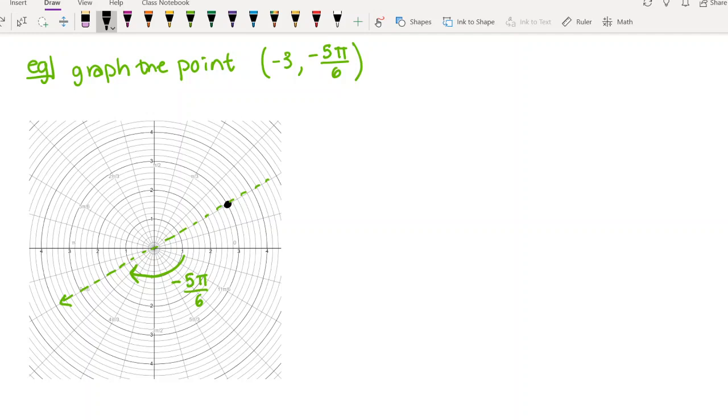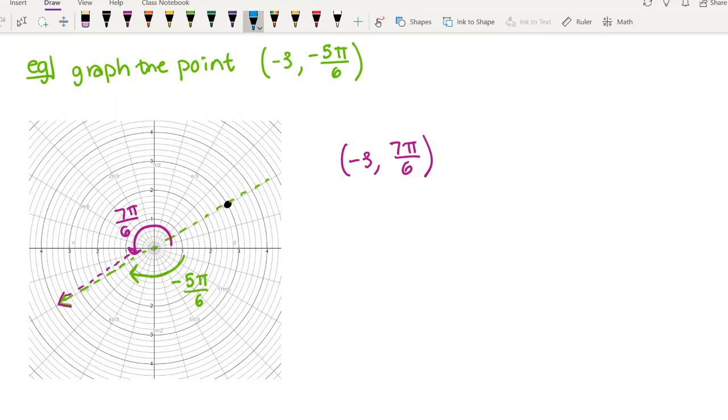So another way of describing this angle, negative 5 pi over 6, would be to measure it now this way. If we measured it this way, it would be 7 pi over 6. So an equivalent way of writing down this point would be, again, negative 3 and 7 pi over 6. Because if you go to an angle of 7 pi over 6, that's still going to be pointing in this direction, and it's still going to look the same as this initial angle. And so in order to get to this point, we would need a negative radius so that we would be going in the opposite direction.